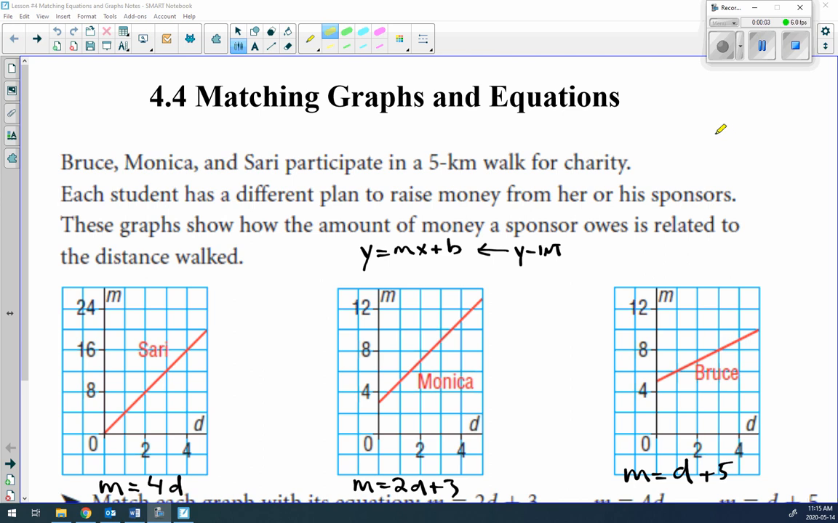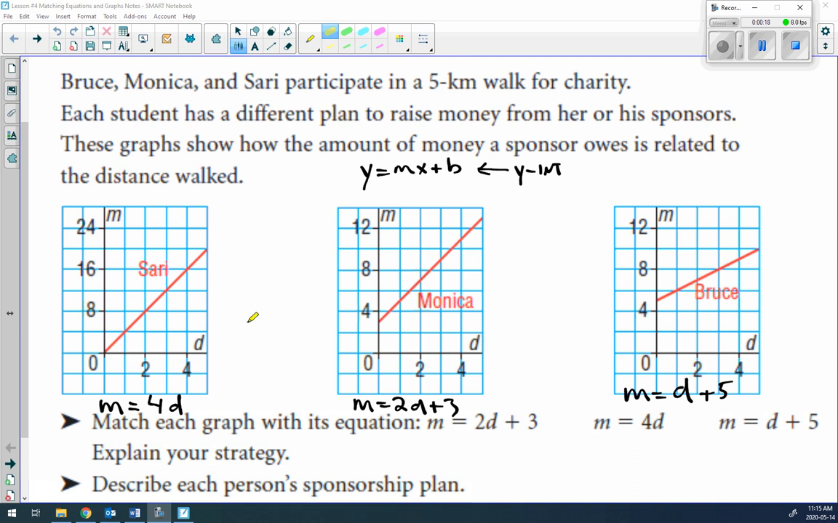Grade 9 math, 4.4, matching graphs and equations. So we've already talked about slope-intercept form. What we're going to do is take some graphs and figure out which equations go with them. Bruce, Monica, and Sari participated in a 5-kilometer walk for charity. Each graph shows how they get their money from their sponsor.